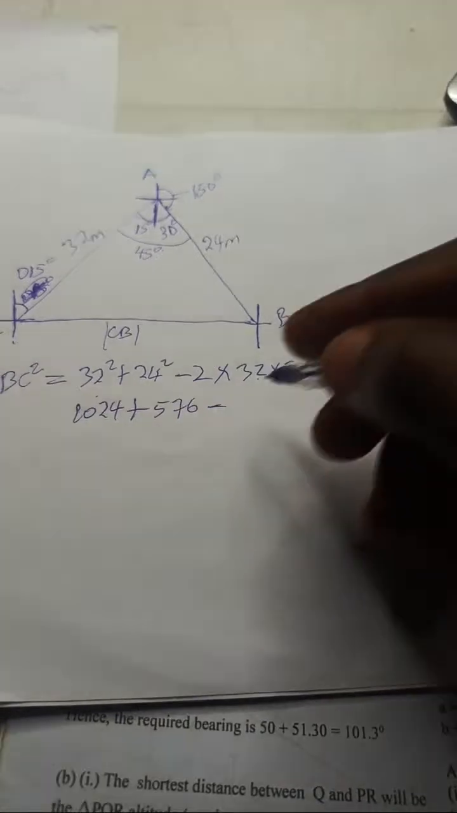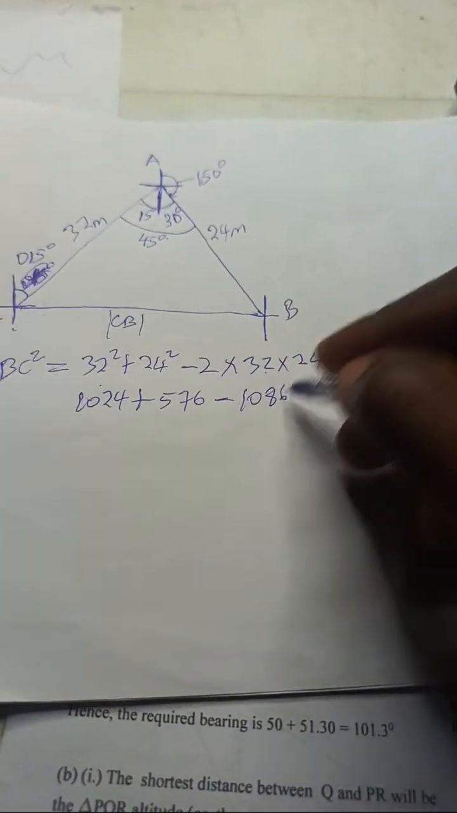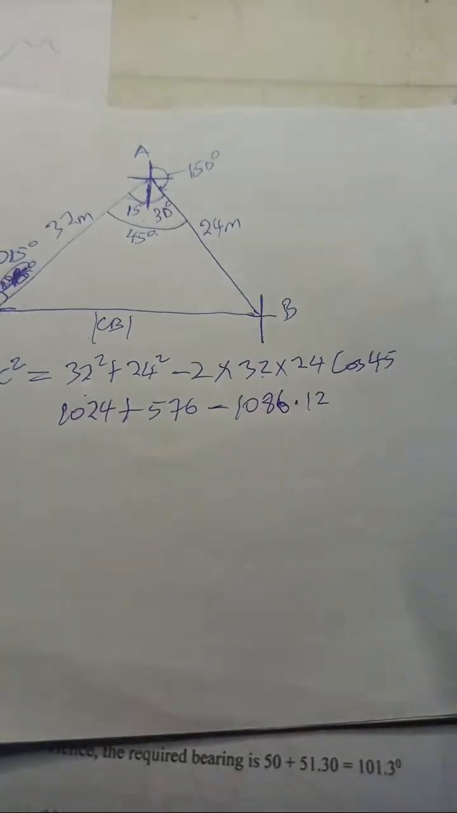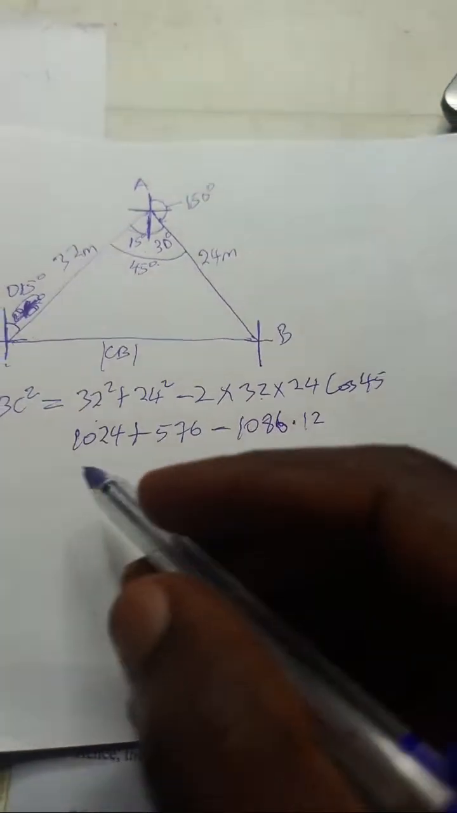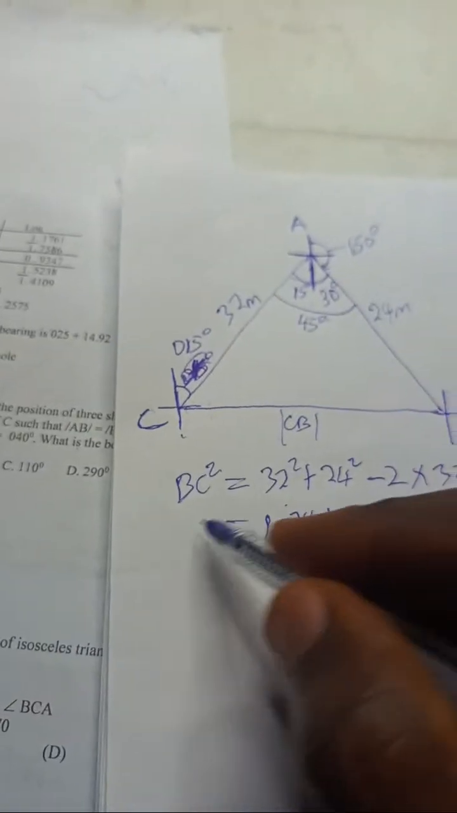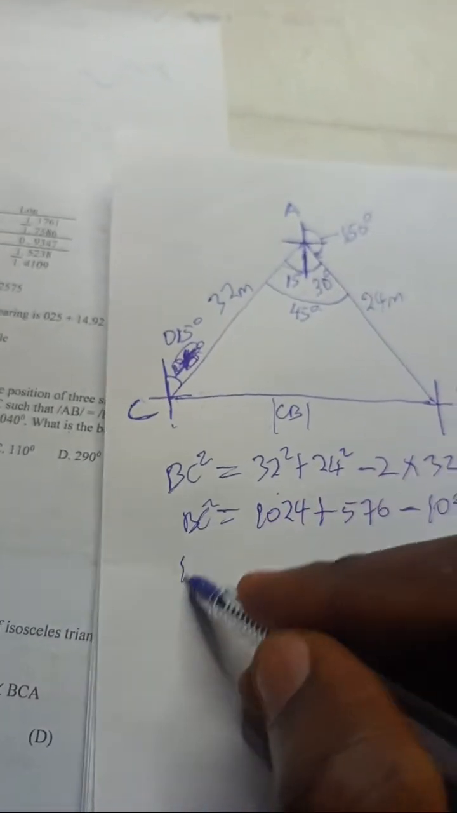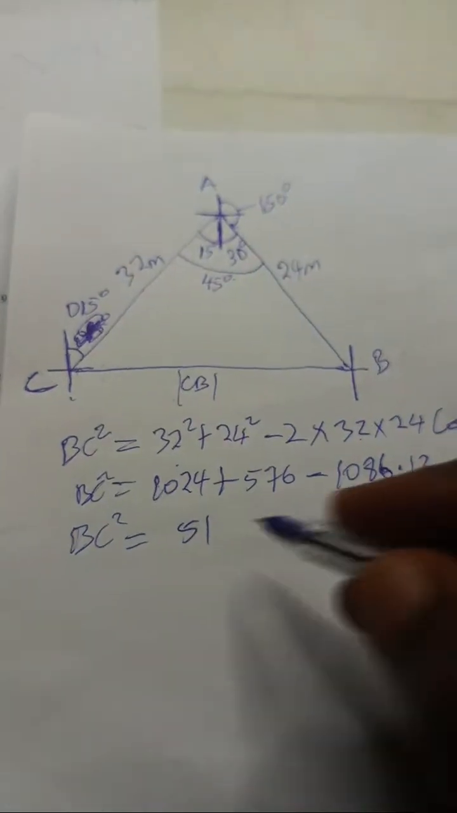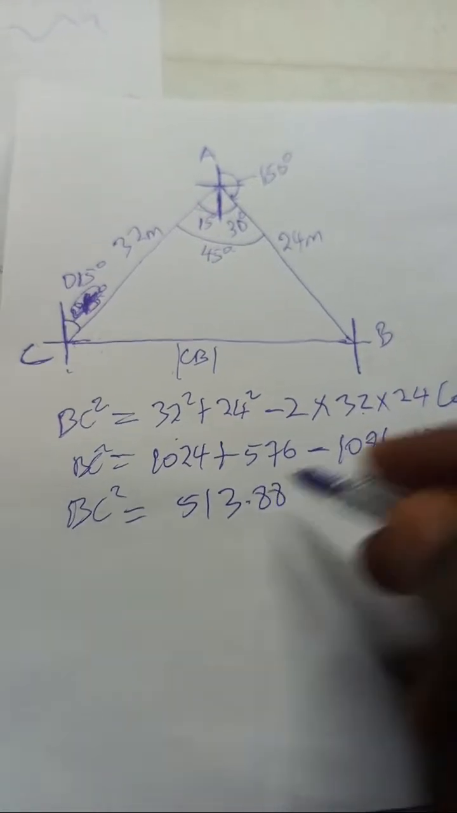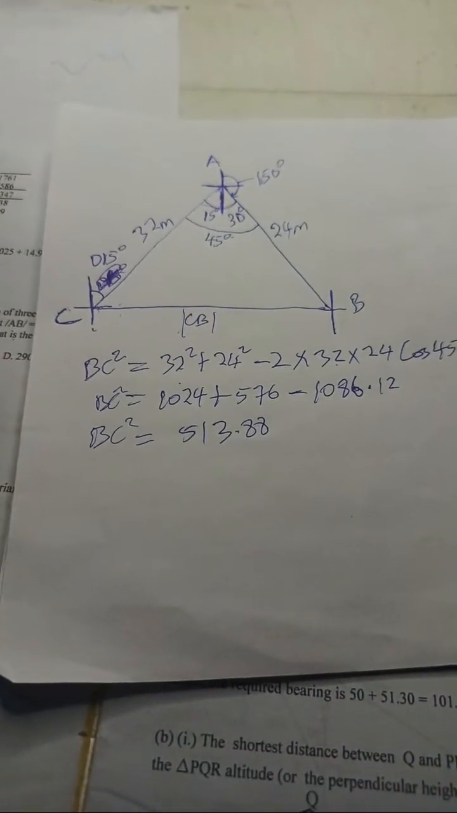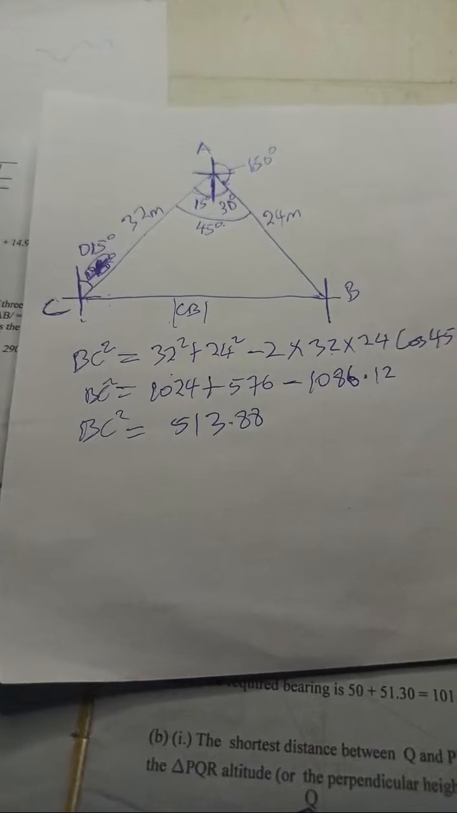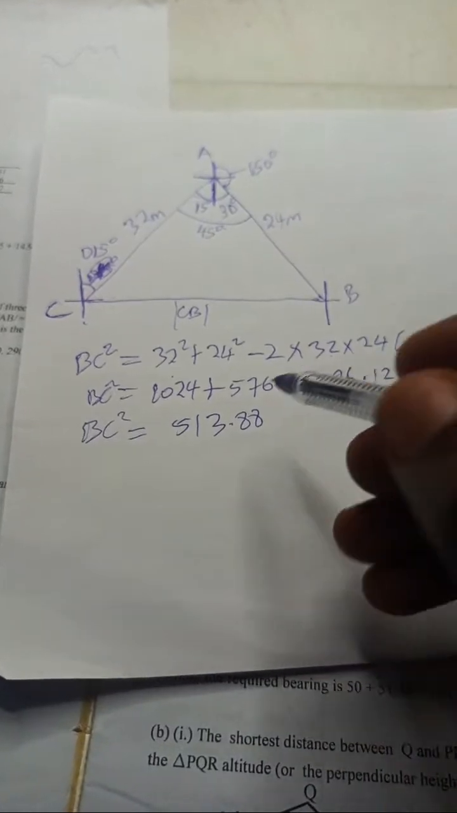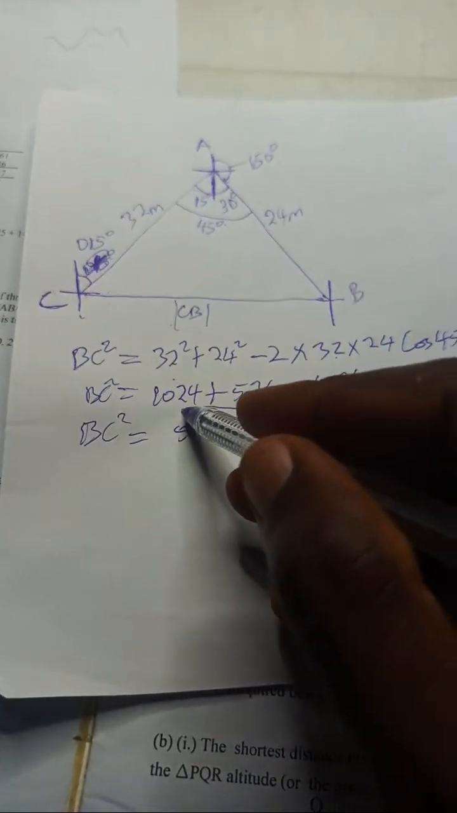So if you get that, it will give us 1086.12. So at the end of the day, our BC squared will give us 513.88. So it means that to get BC, we have to find the square root of both sides.